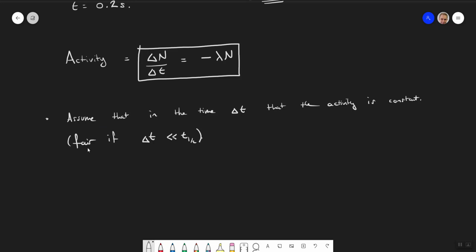So what we can do is we can say, okay, what does this allow us to do? Well, that allows us to say that if we define the change in number as the decrease in nuclei, this means we can just ignore the minus sign.